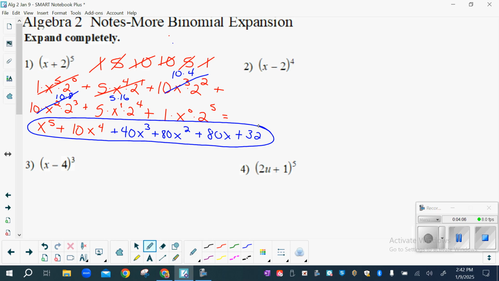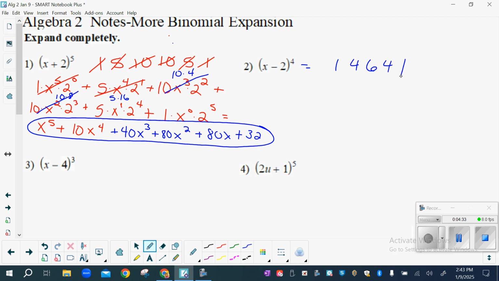Subtraction there. So we're going to do the same thing we did before, except when we go to put that 2 in there, instead of putting a positive 2, we're going to put a negative 2. So what is the row and the row numbers? It's row 4 and it's 1, 3, 3, 1. I think you took row 3. Oh, sorry, 1, 4, 6, 4, 1. Good.